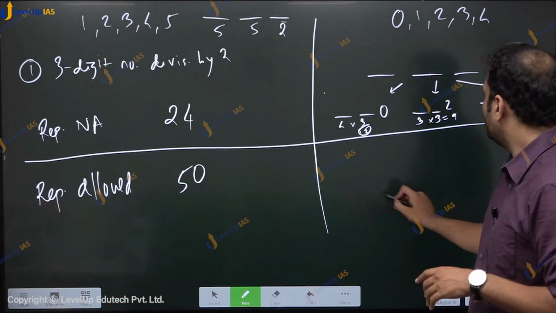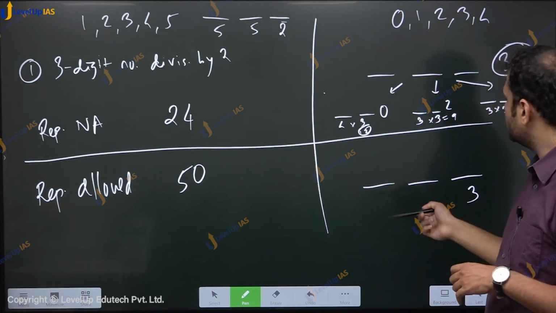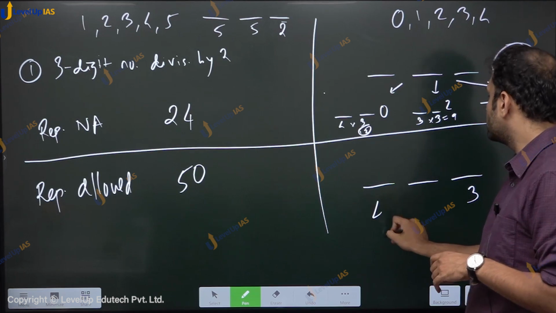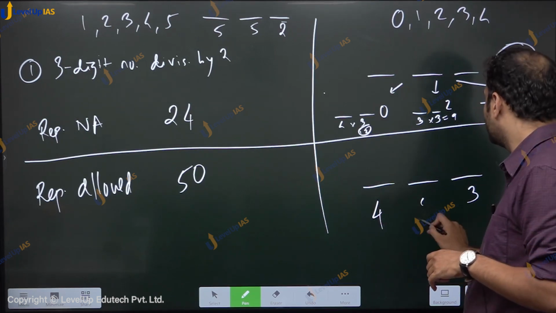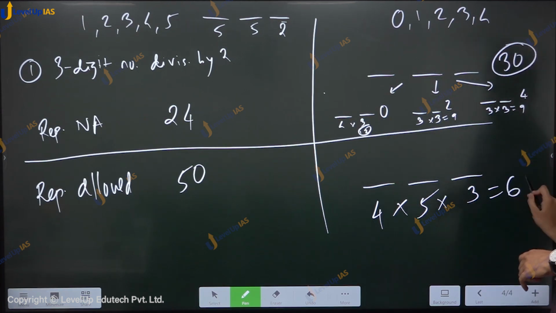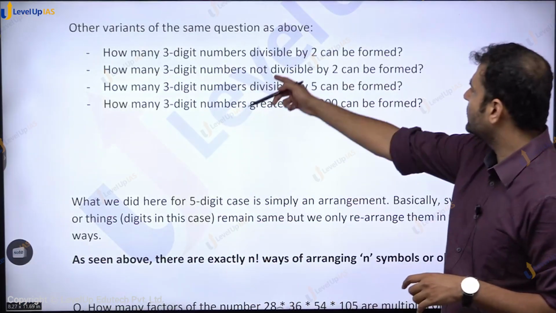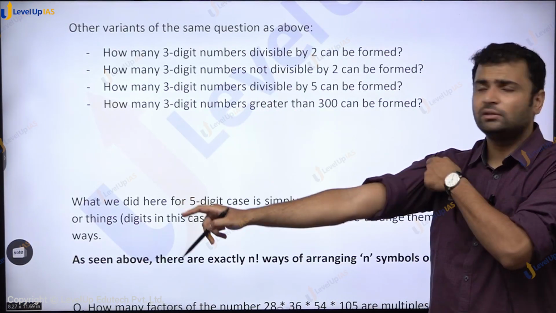And if repetition is allowed, then what happens? Here we have 3 choices, any one of the even numbers can come, and here we have 4 choices, non-zero things can come. Here we have 5 choices. So 4 into 5, 20 into 3, total 60 choices. Correct? In this way, you can solve each of these questions.